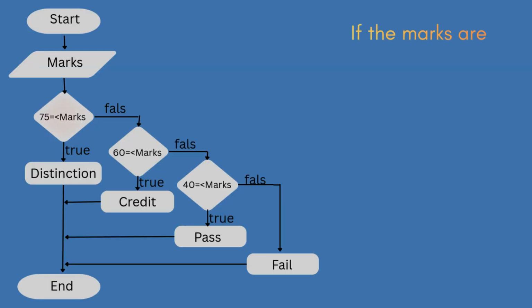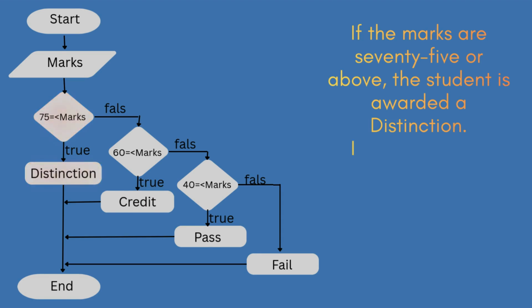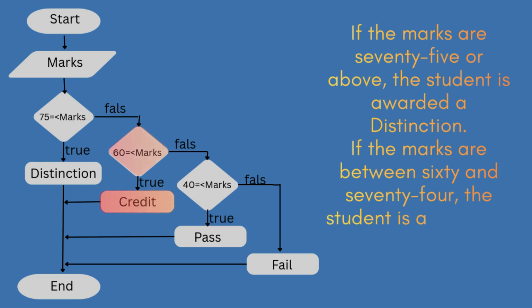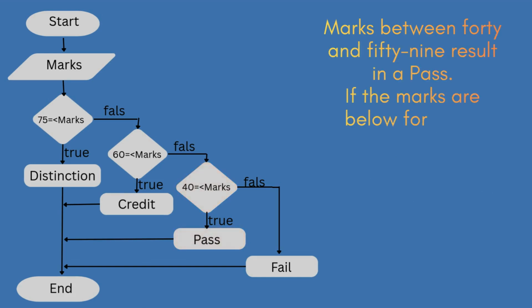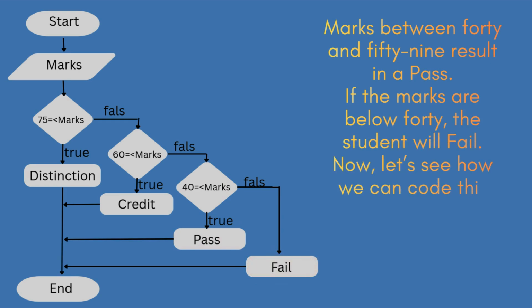If the marks are 75 or above, the student is awarded a distinction. If the marks are between 60 and 74, the student is awarded a credit. Marks between 40 and 59 result in a pass. If the marks are below 40, the student will fail. Now, let's see how we can code this scenario.